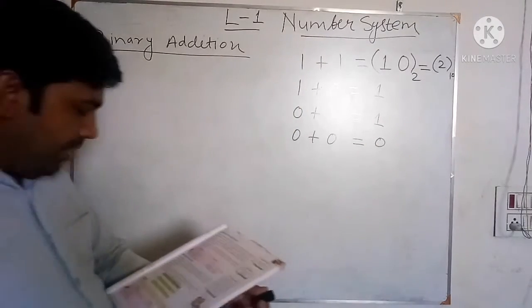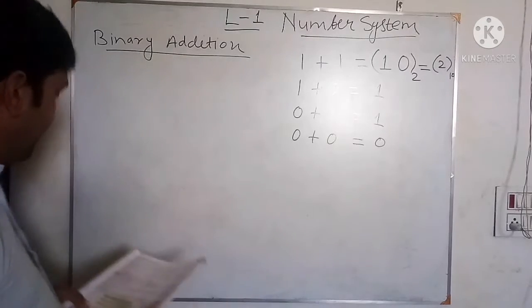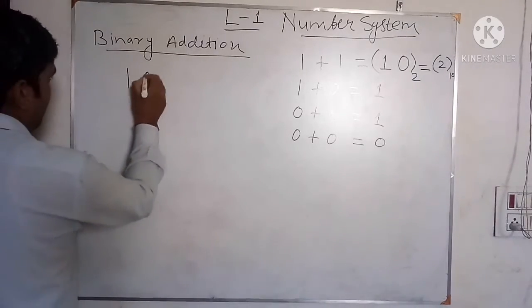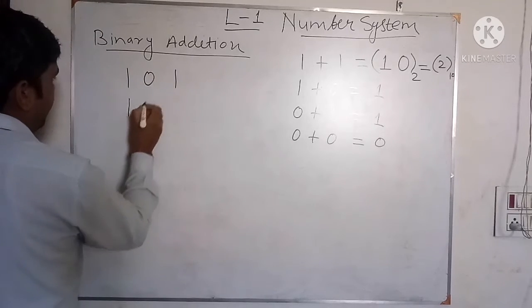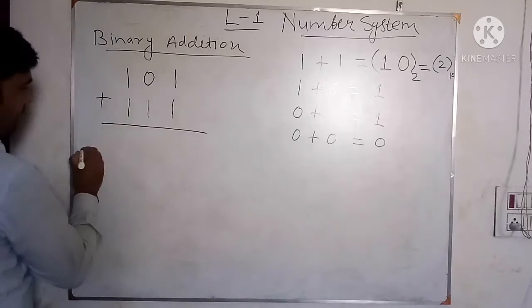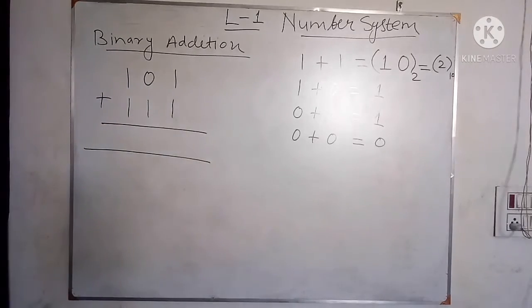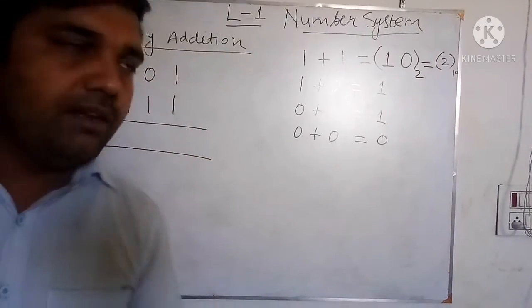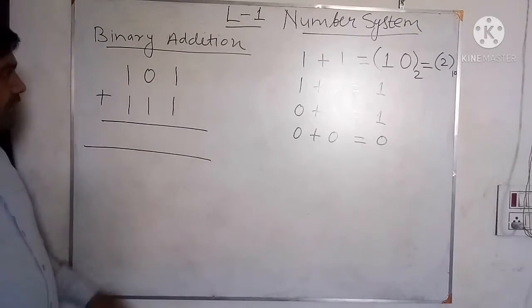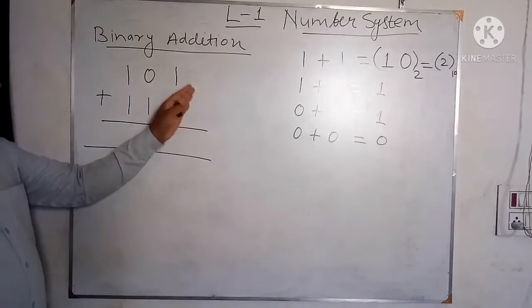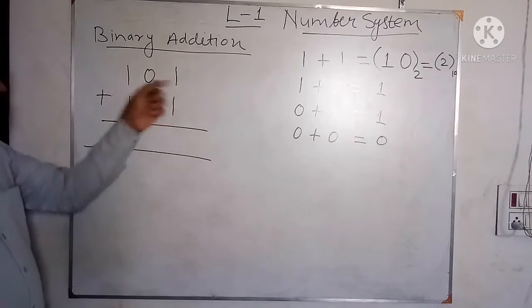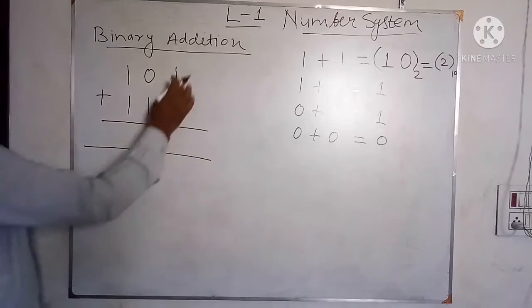Now we will take some examples and perform binary addition. We take the number 101 and we want to add 111 to it. These are the two binary numbers I have taken. Now we will find their sum. In every number system we do addition from the right, because the rightmost digit is the least significant digit, its value is least. So we add from the right.